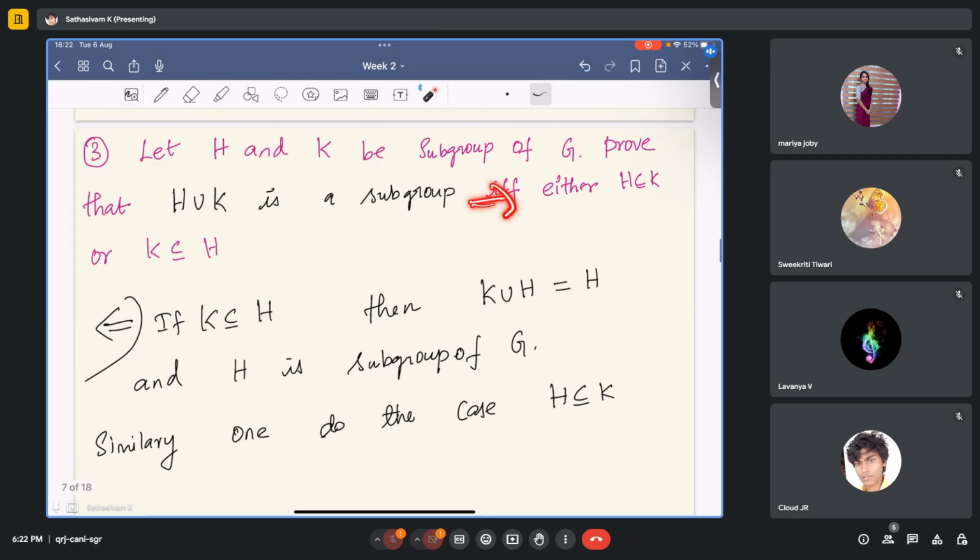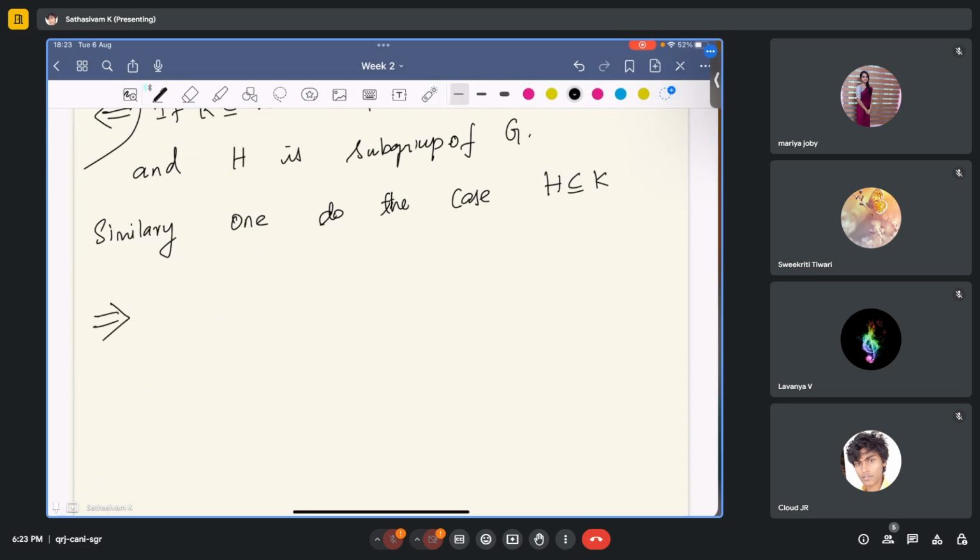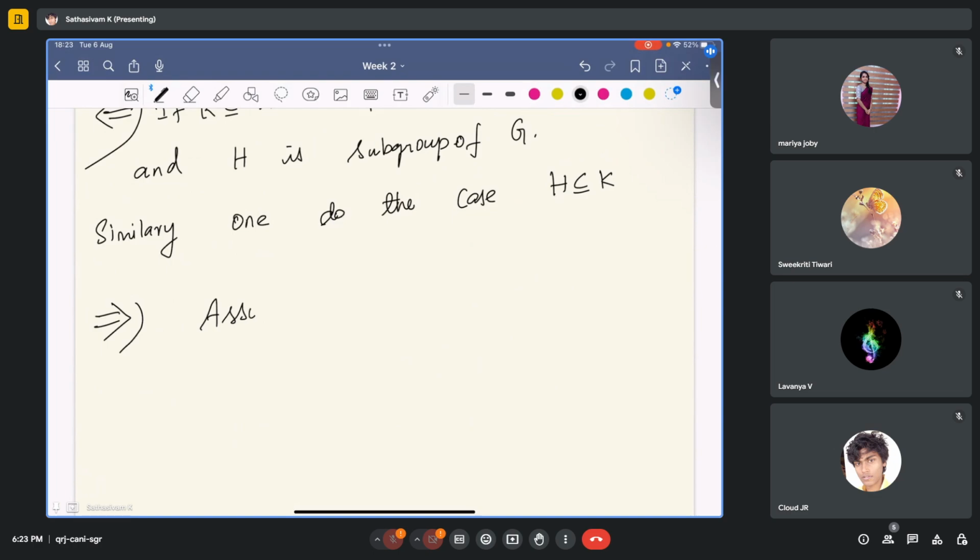Now let's try to prove the other direction. Here you are assuming that H union K is a subgroup, and you want to say that either H is contained in K or K is contained in H, right? So here what we assume is H union K is a subgroup. So what is the claim? Claim is either H is contained in K or K is contained in H.